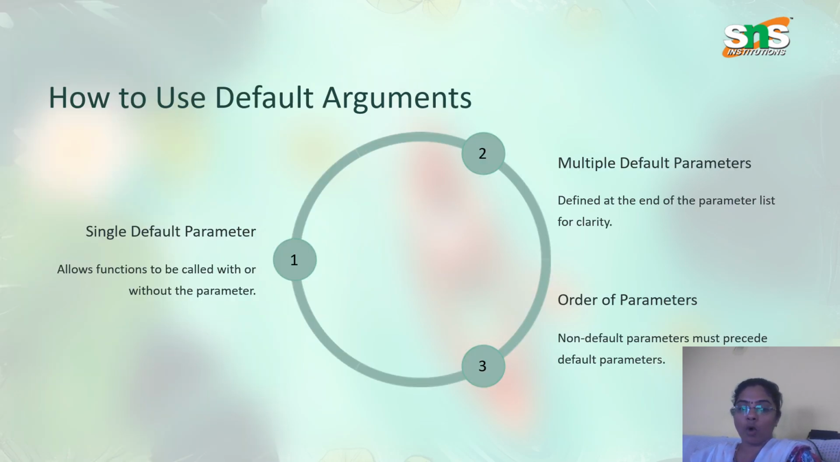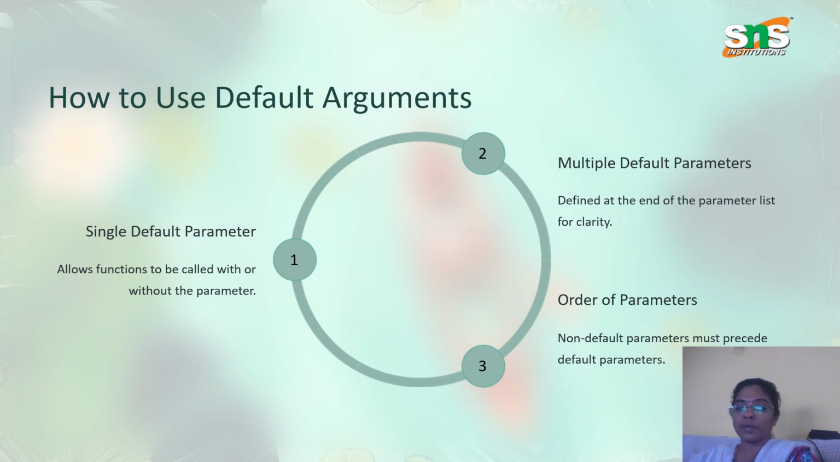So how to use these default arguments? We can use the function such that it is allowed to be called with or without the parameter. So having the default argument is not mandatory. We can either have it within our function or we can neglect it while using the function. So it depends on the function, where and how we use it. And then we can have multiple default parameters. They should be defined at the end of the parameter list.